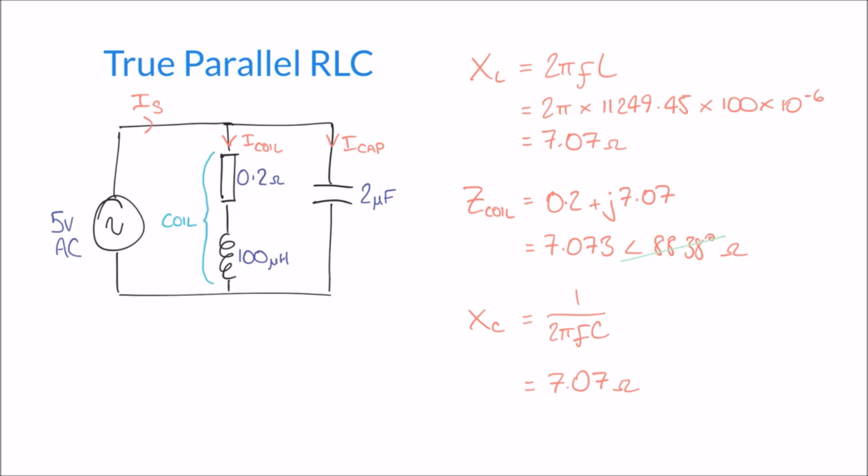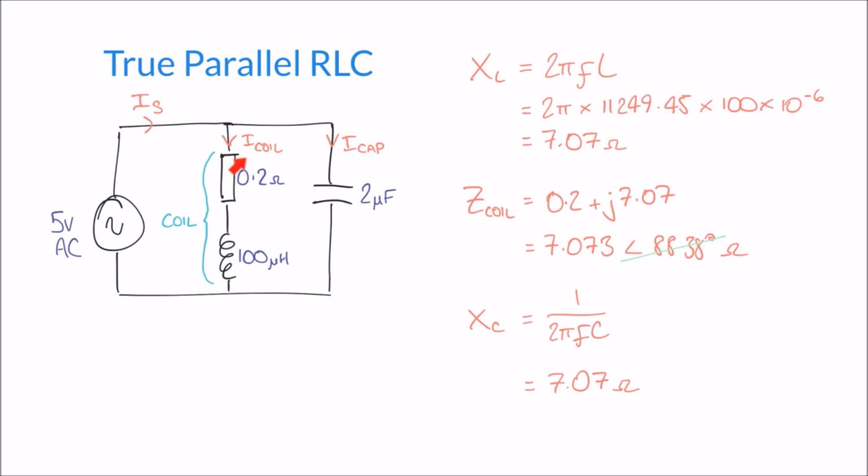Now, in a true parallel circuit, be warned that that might not necessarily be the case. They've come out very similar here, and the reason they've come out similar is because this resistance is so small. If that resistance was bigger, it throws these results off a bit. Don't expect them to necessarily be exactly the same, but in this case they are pretty much the same, and we're going to go with that for this example. So now we're happy with our reactances and our impedances in these two branches.